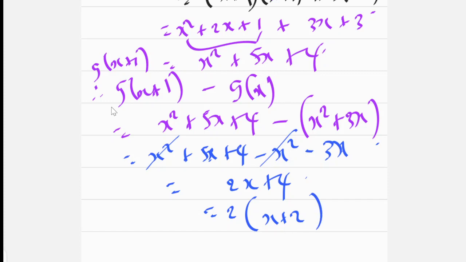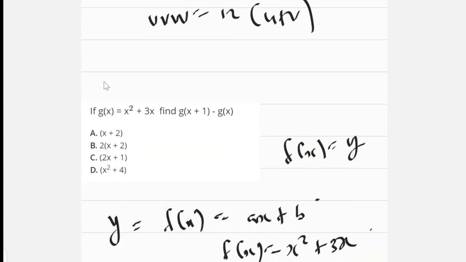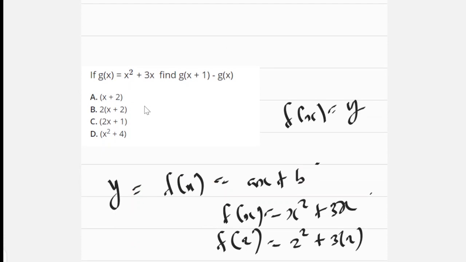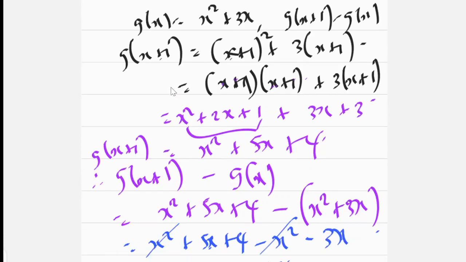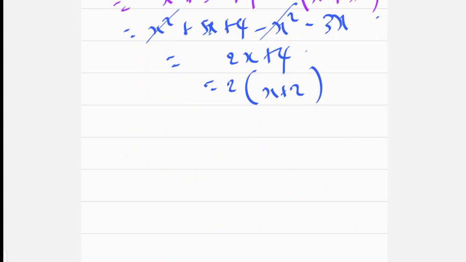But let's see what they have. So, yeah. Okay. You understand now? So, the answer is B. That's question 30. That's how you are going to be finding it.